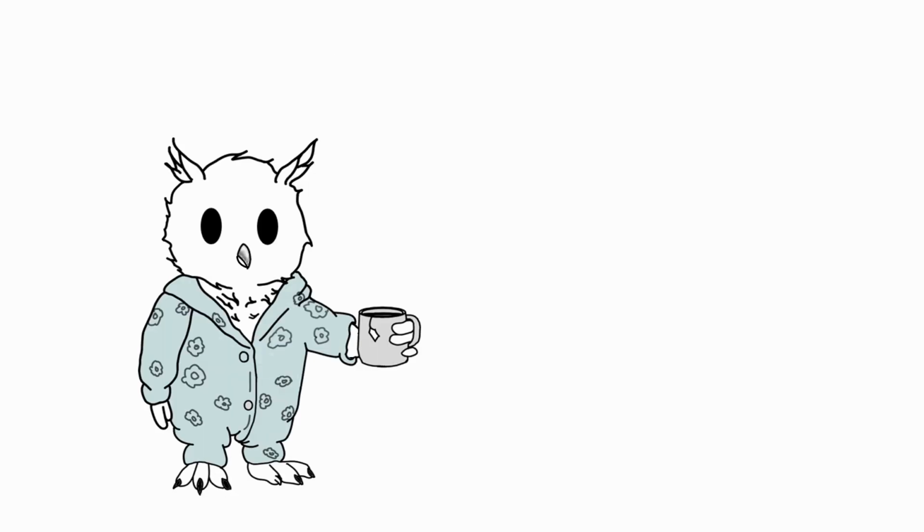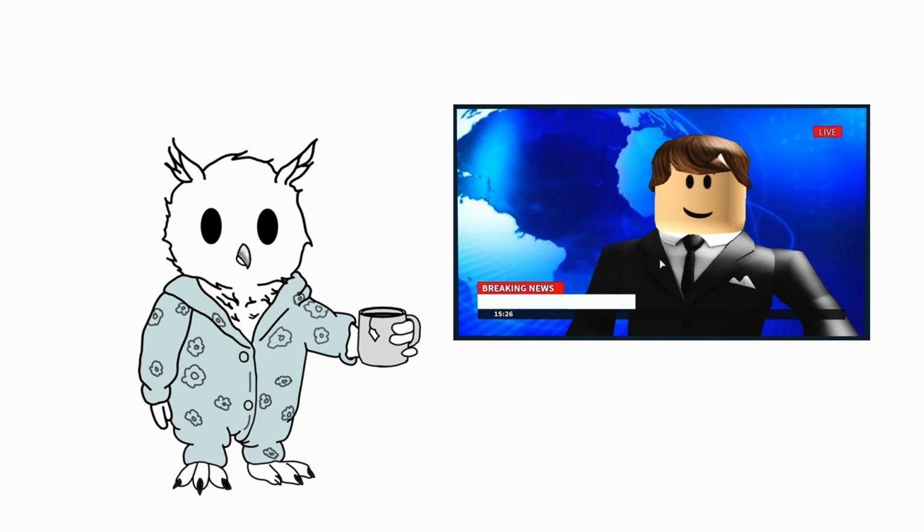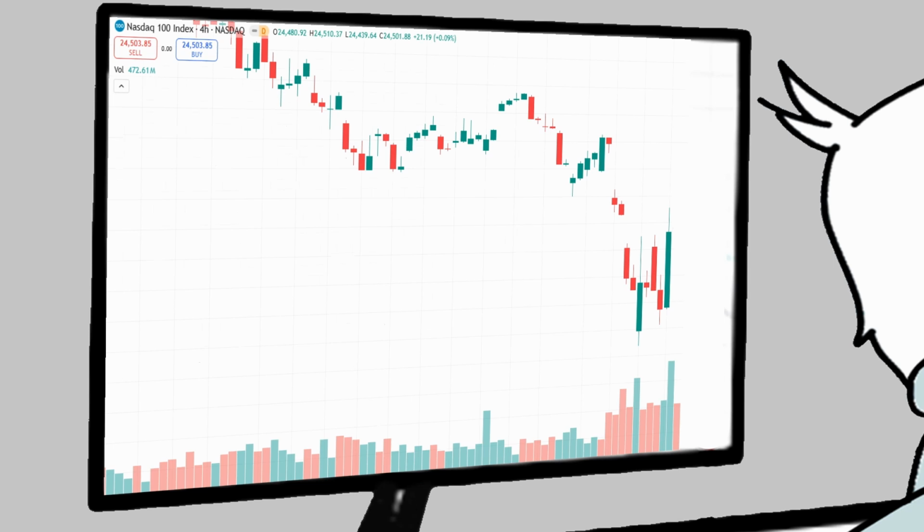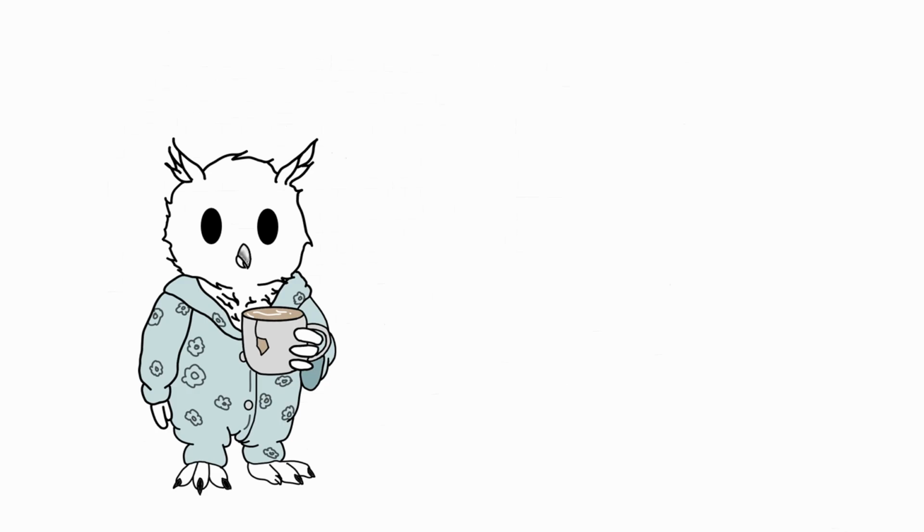Prices are not random, they're reactions. Reactions to news, psychology, liquidity, and even institutional algorithms. When volume spikes, it usually means something. Maybe a breakout or a trap. You learn to read these clues. Remember, trading isn't about prediction. It's about disciplined reactions and having a plan.